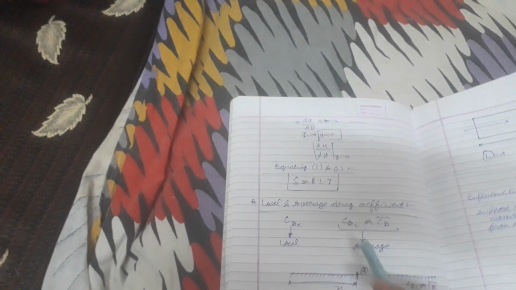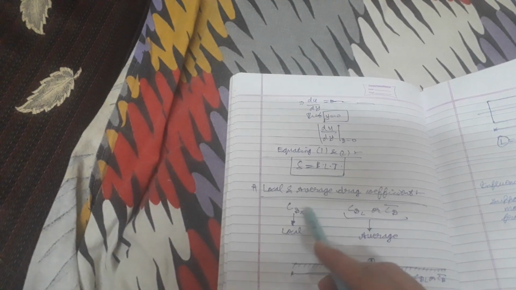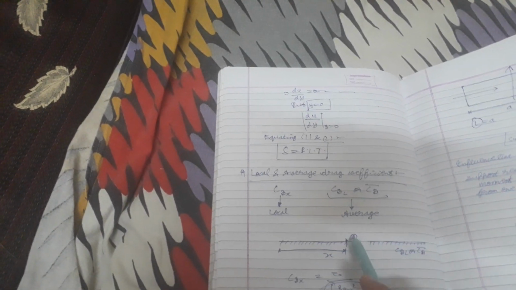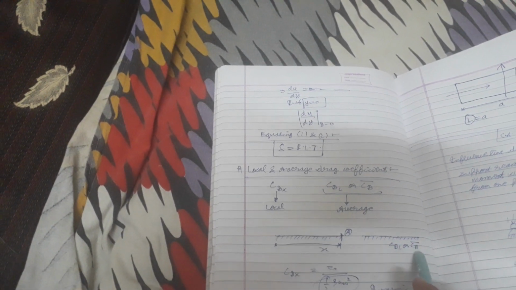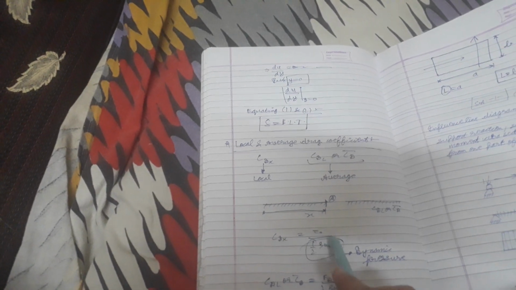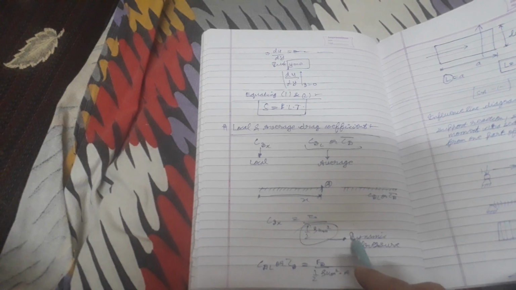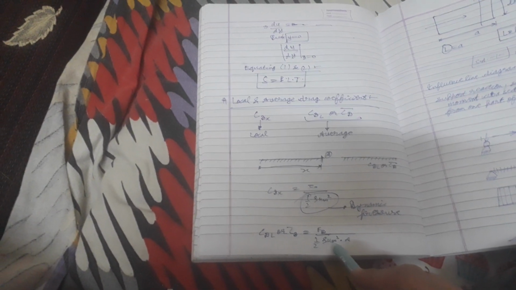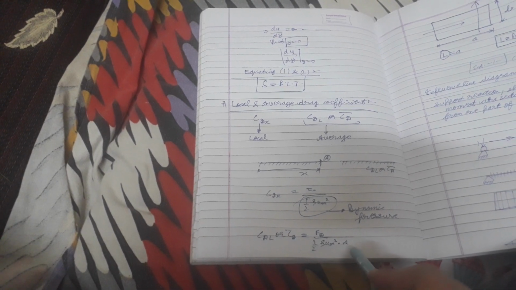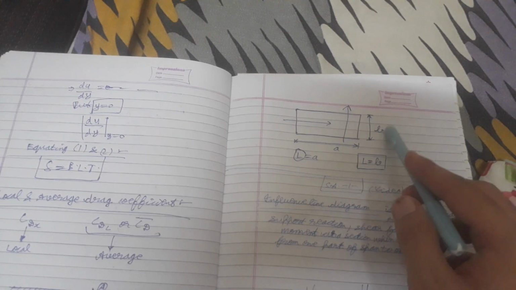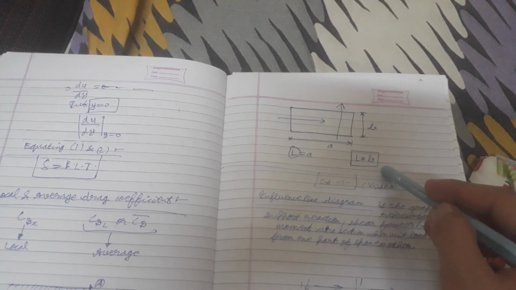Delta is equal to the boundary layer thickness. Local and average drag coefficients: CDx is local, CDL or CD bar is average. CDx is equal to tau naught by half rho u infinity square, where half rho u infinity square is the dynamic pressure. CDL or CD bar is equal to FD by half rho u infinity square into A. Note here, this is a, this is b. Length is equal to a, length is equal to b.